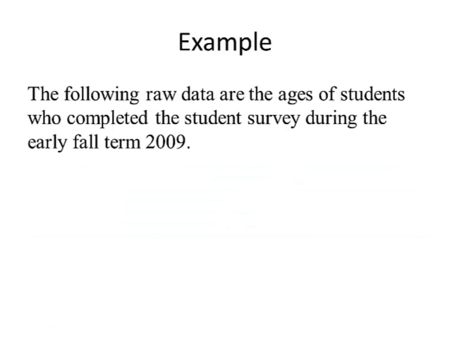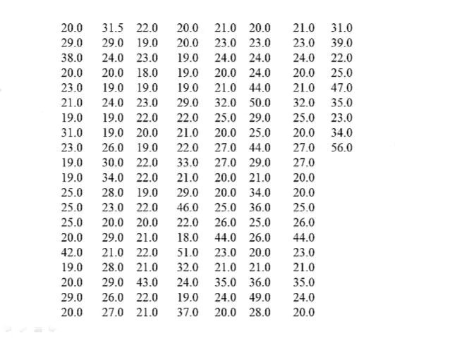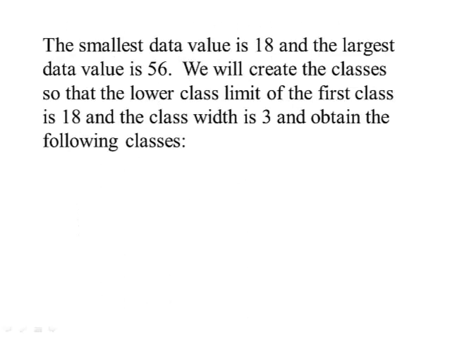Okay, let's look at some raw data involving the student survey. For the early fall term 2009, there was a total of 149 students that took the survey, and we're going to look at the ages. So here's the raw data. It's very hard just to look at this data and get anything from it. The smallest value is 18 years of age, and the largest is 56.